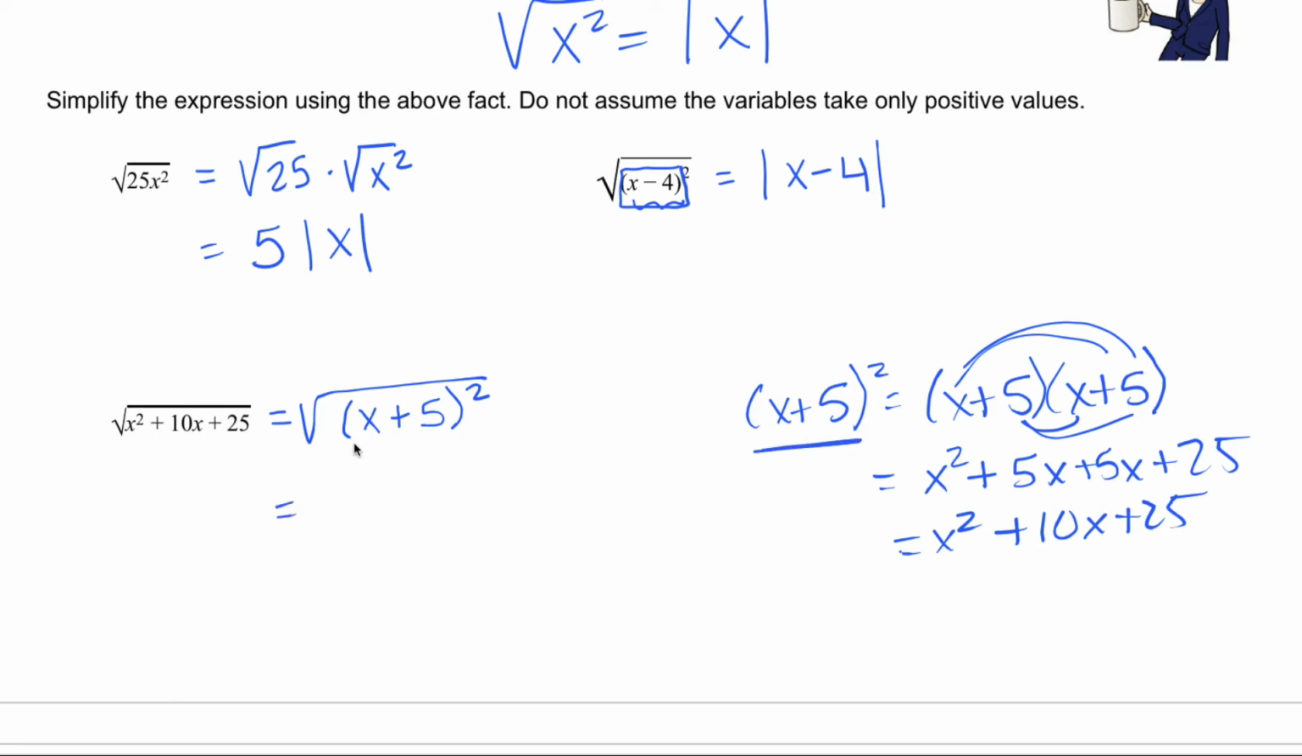Now coming back to our problem, using this above fact, the square root of x squared is just the same as the absolute value of x. So here I have something squared underneath the square root. I can simplify that by taking that is equivalent to the absolute value of x plus 5.